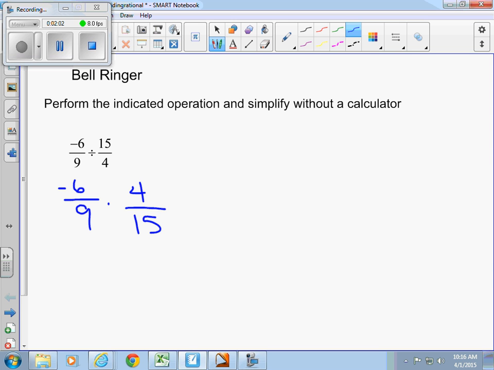So is there anything I can simplify? Good, the 6 and 9 would reduce to negative 2/3. Now I can't simplify it anymore. I could have even simplified the 15 and the 6. It would have done the same thing, so it doesn't make any difference. And then I'm going to multiply across the top and across the bottom, and I get negative 8 over 45, which is much more manageable without a calculator. Any questions?